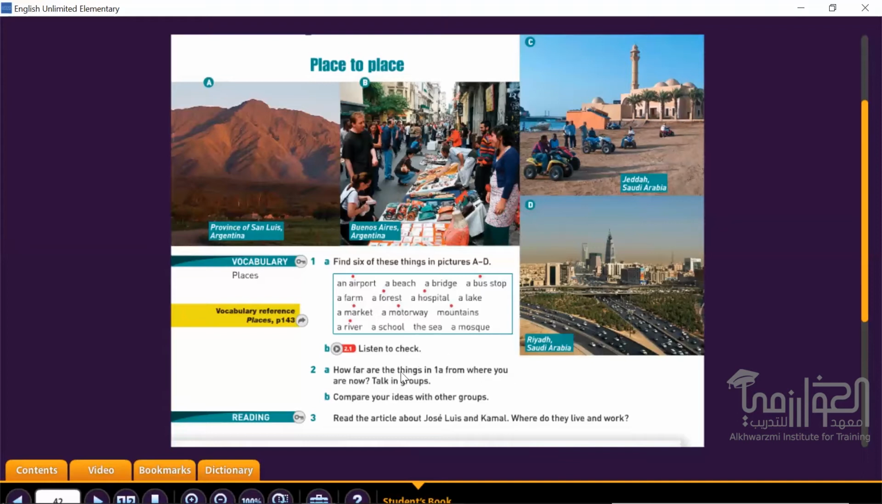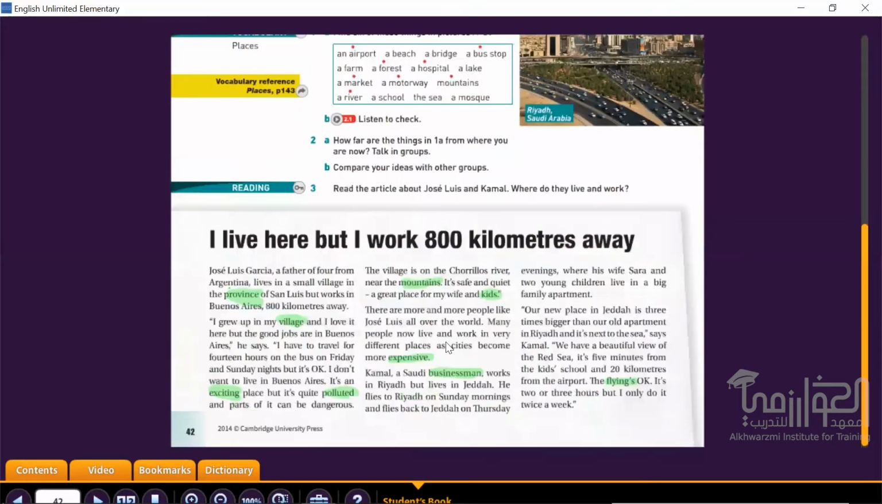So talk about this. Maybe you live in a place where there's a mountain near you, or there is a beach near where you live. So talk about these. Some of the things are near where you live now, so talk about that. Let's now move to reading.